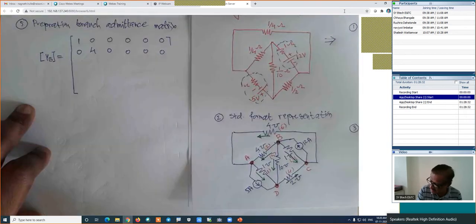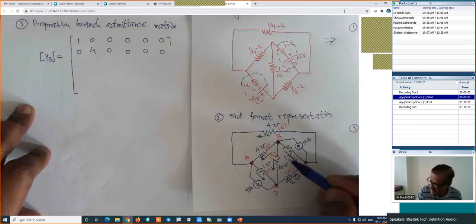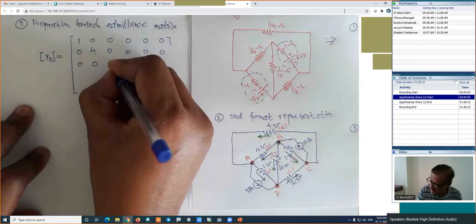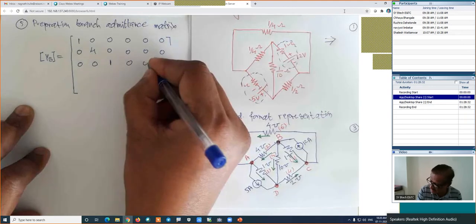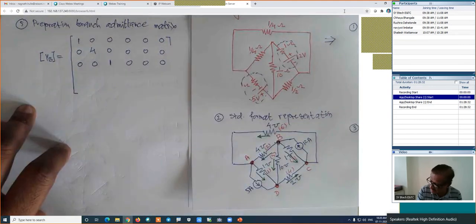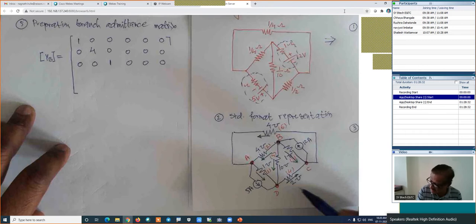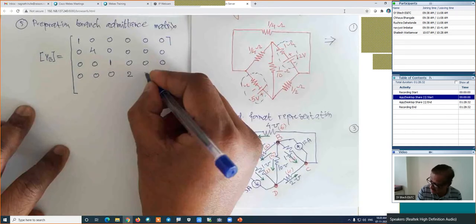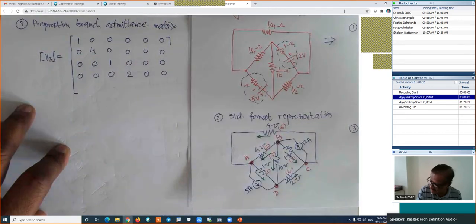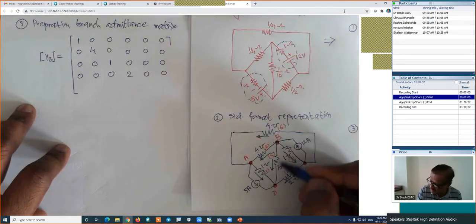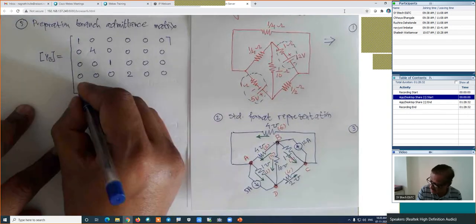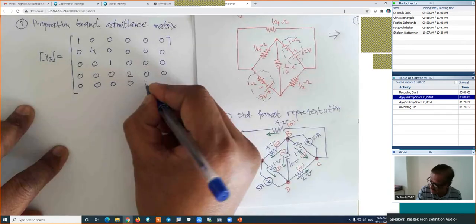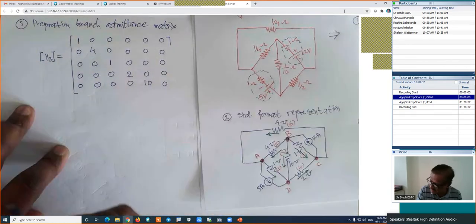For the branch number 3, its admittance is 1 mho, so the entry is 1, and the others are 0. For the branch number 4, its admittance is 2 mho, so its value is 2, and the others are 0. For the branch number 5, which is the center branch, its admittance is 10 mho. Its value is 10, and finally the last entry is 0.